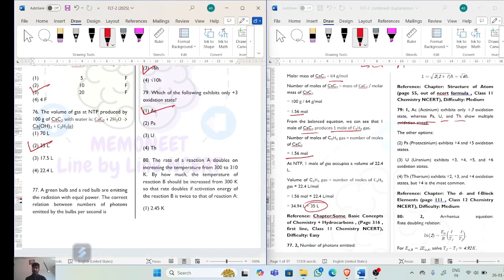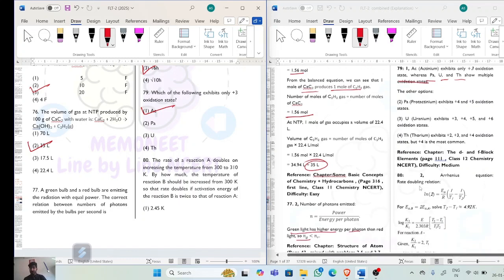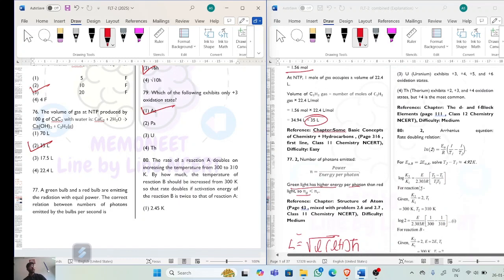Okay, so now let's come to question number 80. The rate of a reaction A doubles on increasing temperature from 300 to 310 Kelvin. By how much should the temperature of reaction B be increased from 300 Kelvin so that the rate doubles, if the activation energy of reaction B is twice that of reaction A? Okay. First of all, we can directly see that this question is from the Arrhenius equation.